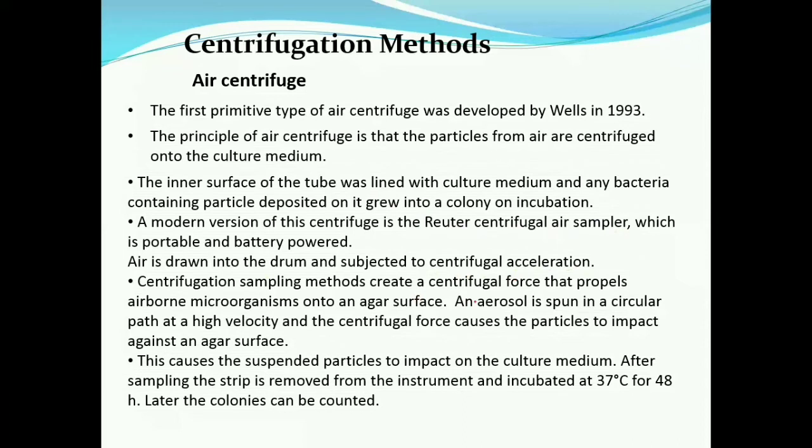The centrifugation sampling method creates centrifugal forces that bring airborne microorganisms into contact with the agar surface. The aerosol is spun in a circular path at high velocity, and centrifugal force causes the particles to impact against the agar surface. This causes the suspended particles to impact on the culture medium, and after sampling, the strip is removed from the instrument and incubated at 37 degrees Celsius for 48 hours. Then the colonies are counted and the microorganisms enumerated. This is about the centrifugation method.